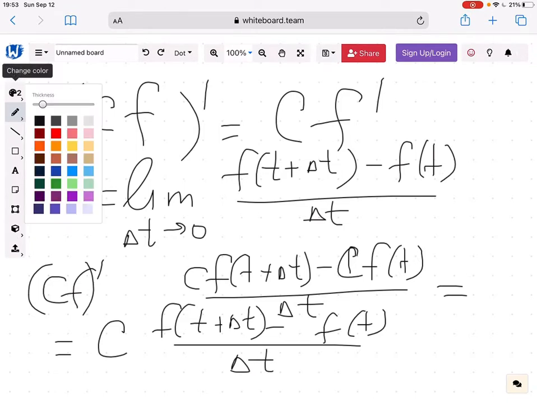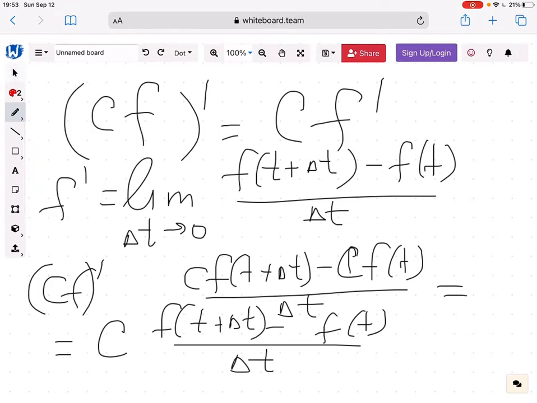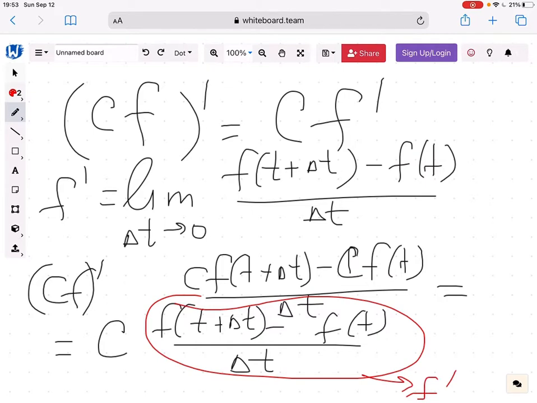And now we're going to ask ourselves where this goes when delta t goes to 0. Well, obviously c goes nowhere. It doesn't depend on delta t. But what you have here actually goes to f prime when delta t goes to 0, which means that the whole thing goes to c f prime when delta t goes to 0. And that's what we wanted to prove. All right, one thing is done.